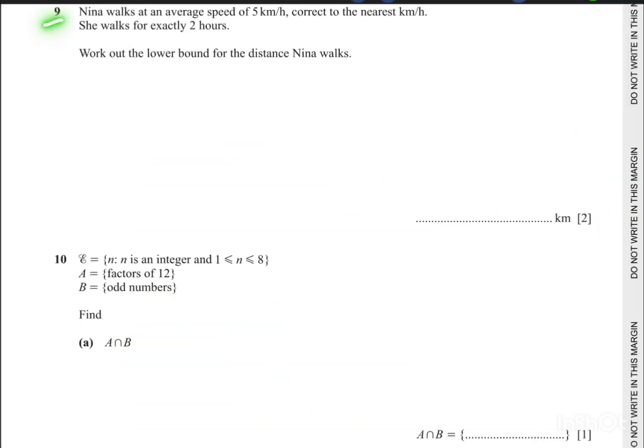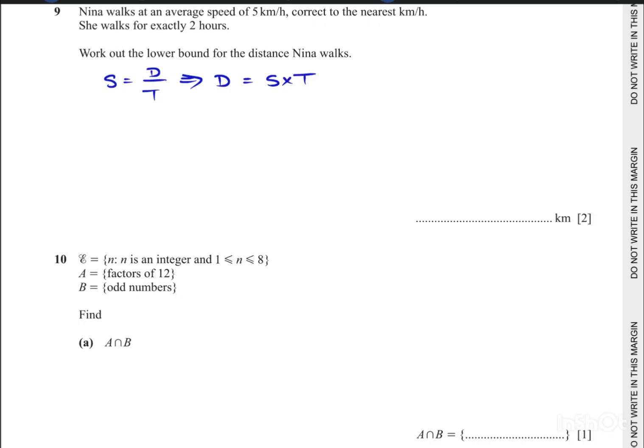Question number 9. Nina walks at an average speed of 5 kilometers per hour, correct to the nearest kilometer per hour. She walks for exactly 2 hours. Work out the lower bound for the distance Nina walks. So here speed is given and time is given. We have to find out distance. So speed is equal to distance by time. This gives distance is equal to speed multiplied by time.